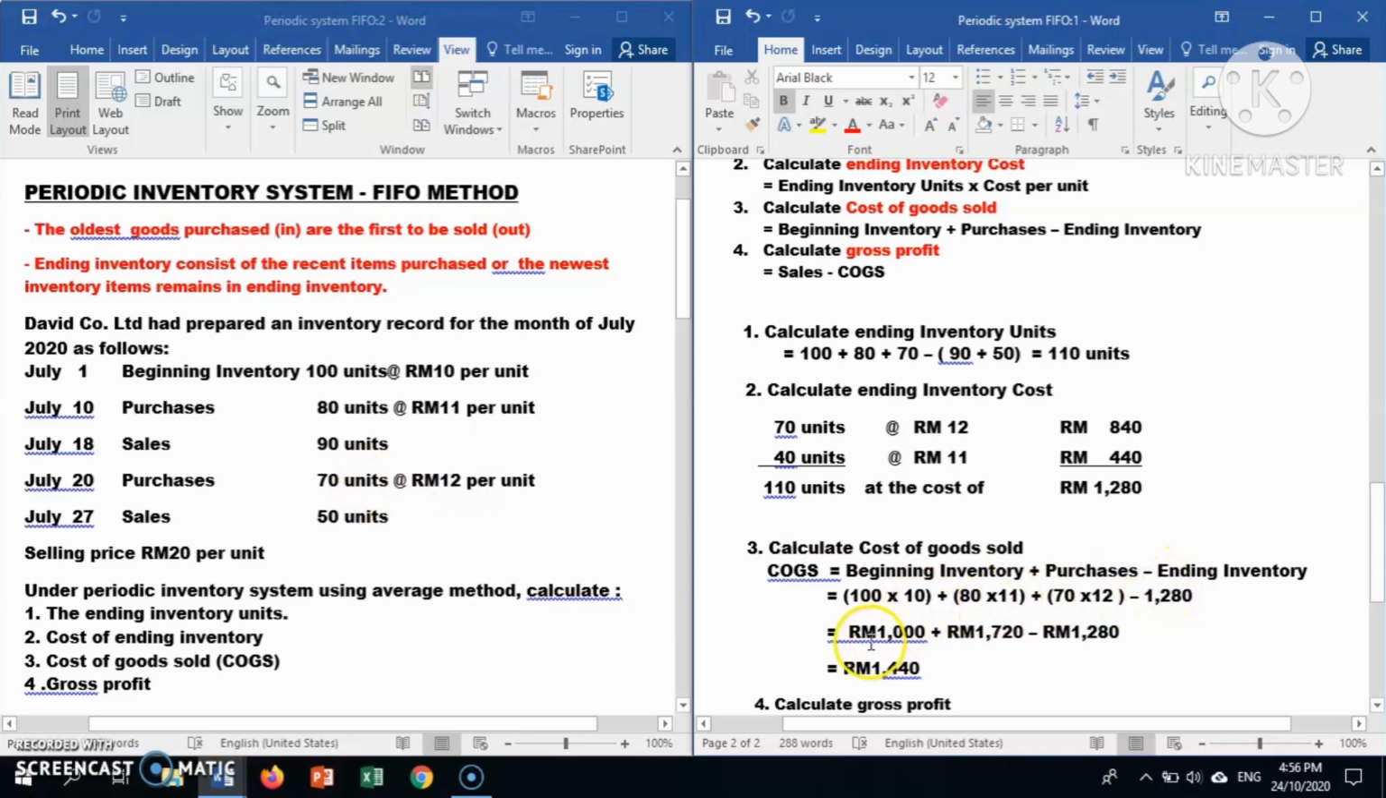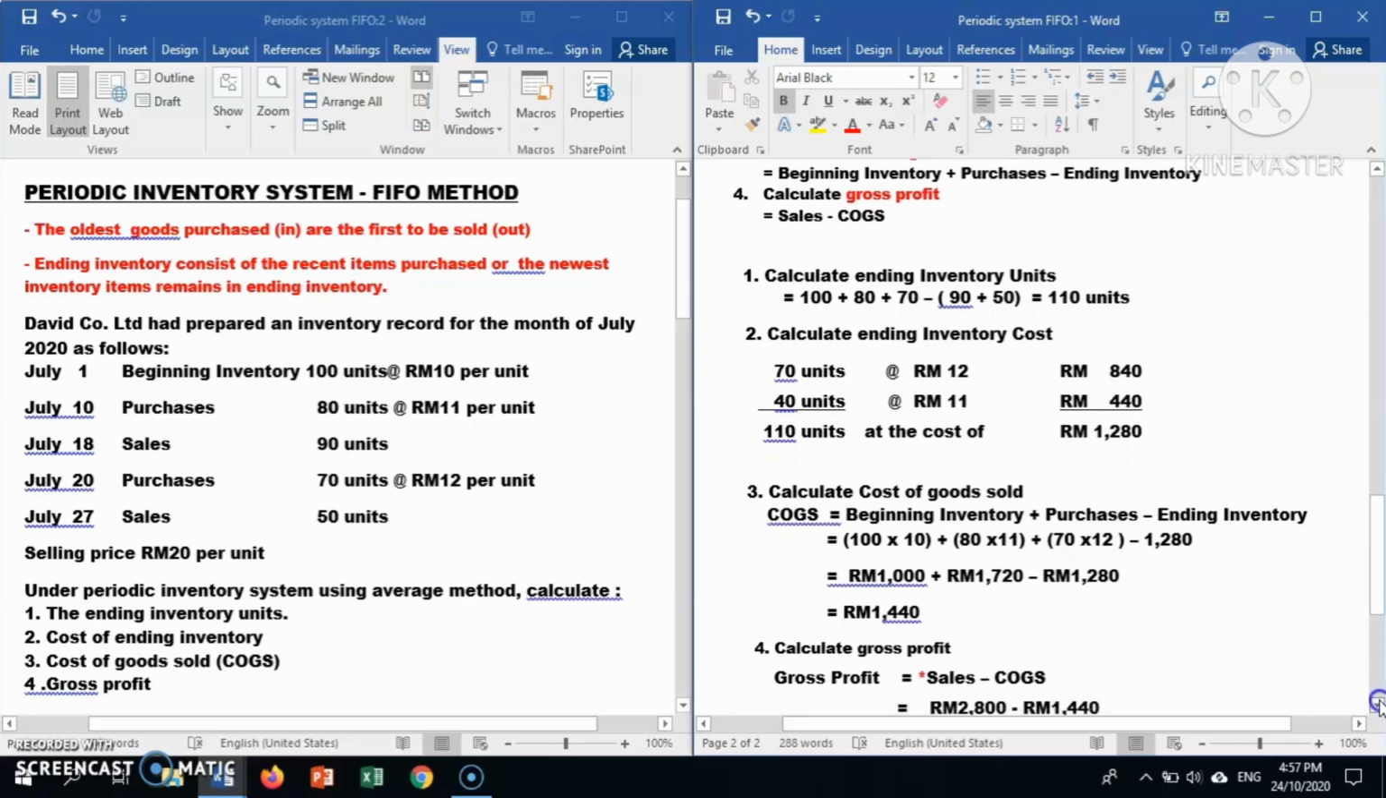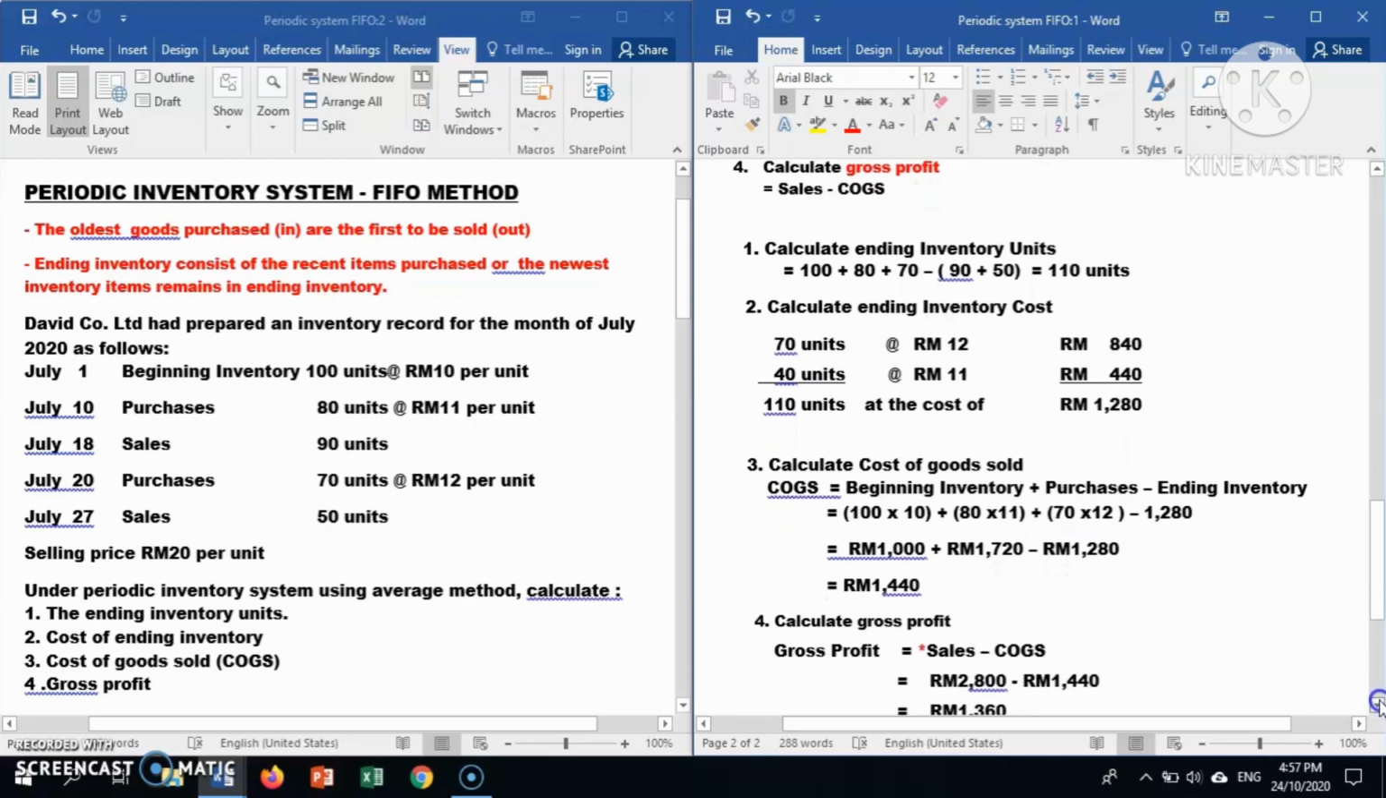So we get equals to 1000 plus 1720. This one represents the purchases. This one is beginning inventory plus purchases and less ending inventory. Then you will get cost of goods sold, RM1440. Now, the last one, we have to calculate gross profit.